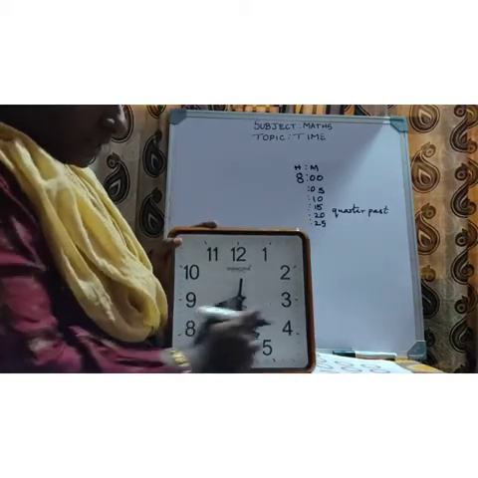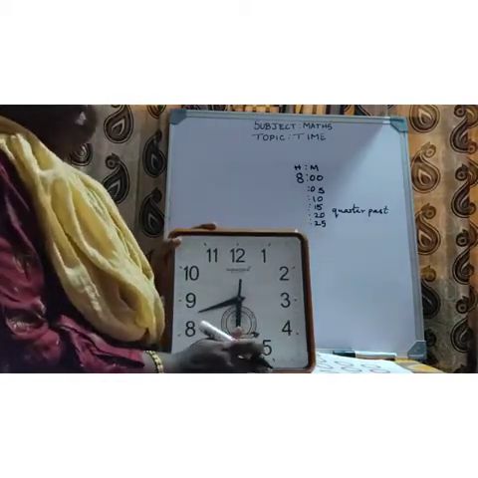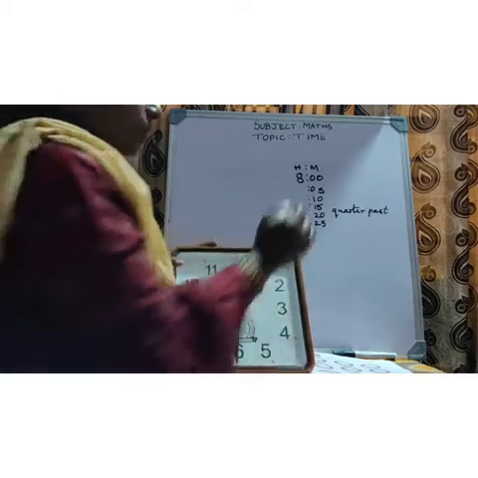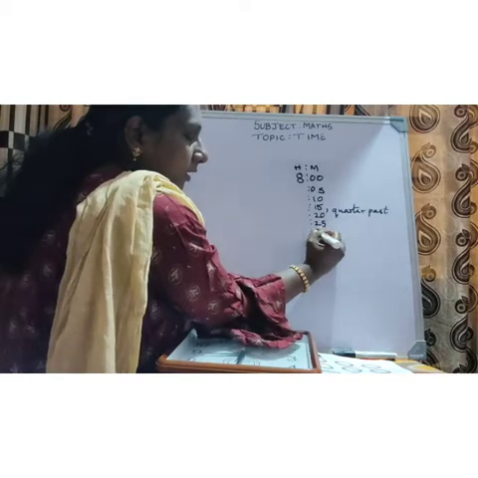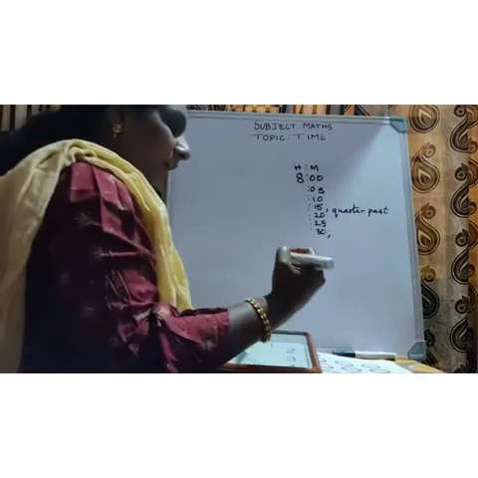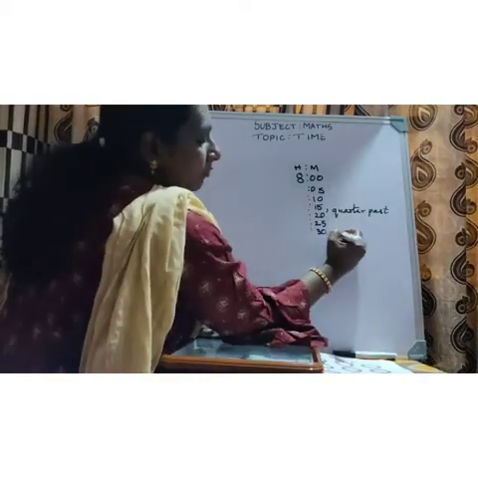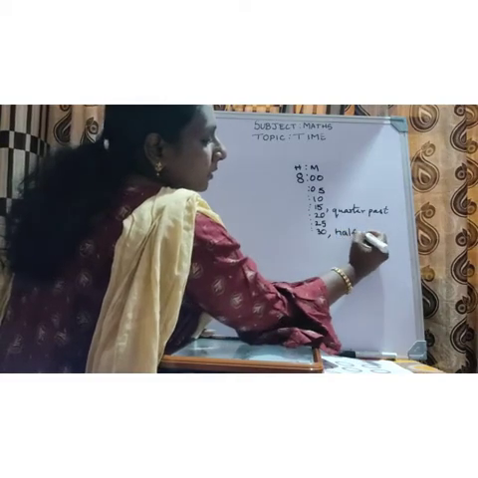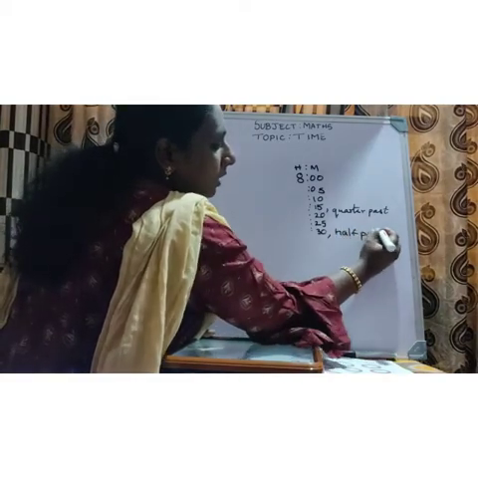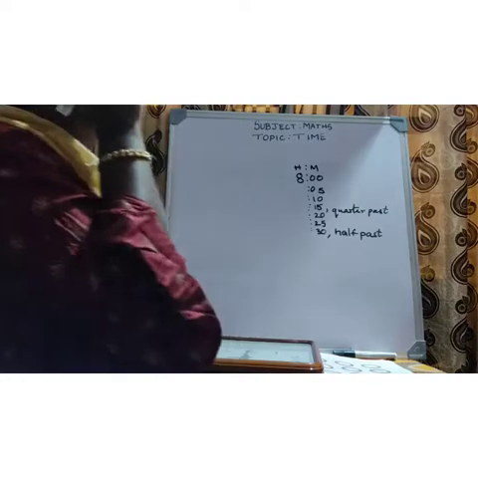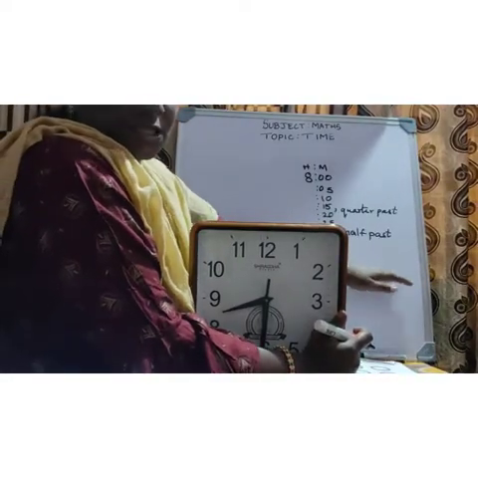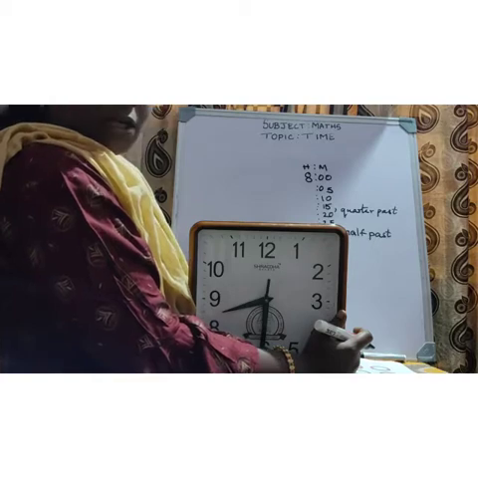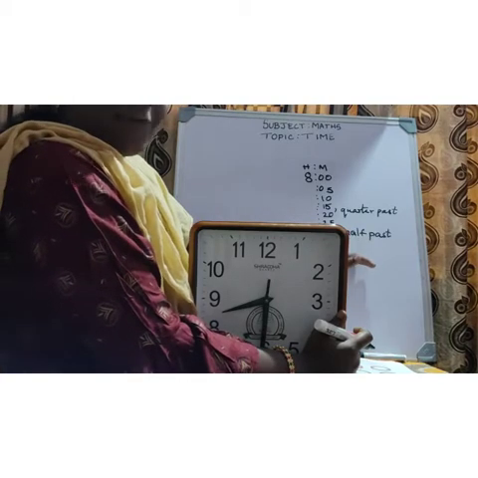The minute hand is at 6. What is the time? 6 5s are 30. So it is 30 minutes, or you can tell it as half past. What can you tell? Half past. So 30 minutes, what can you tell, children? You can tell it as half past.